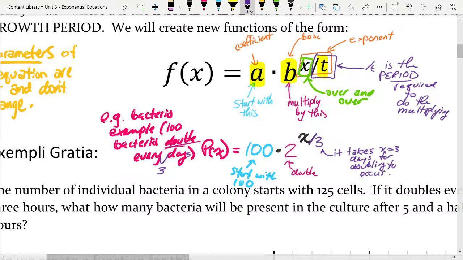And if I wanted doubling to only take half a day, I could divide it by 0.5. Does that make sense? Whatever we want to be the doubling period, we can define with our equation here.